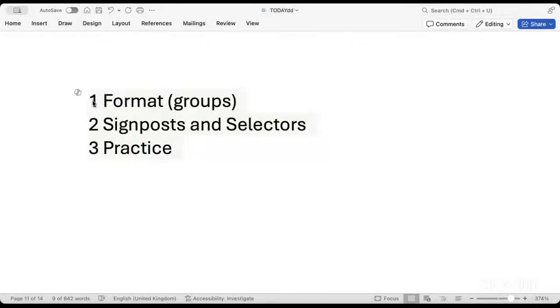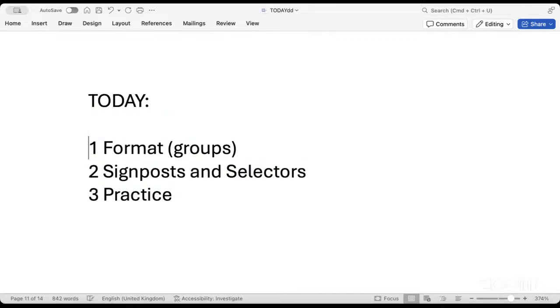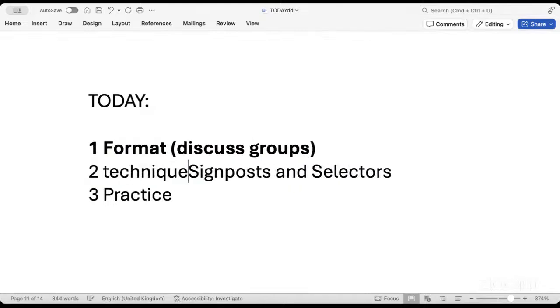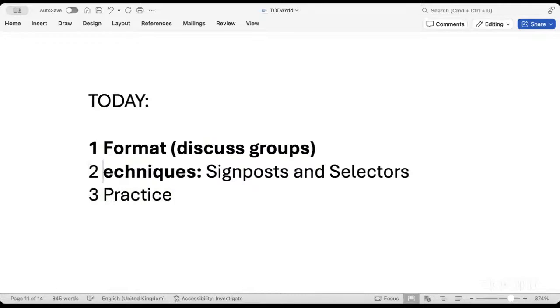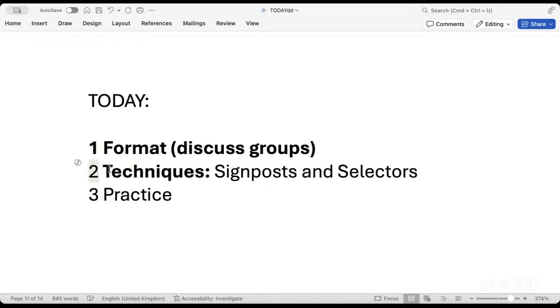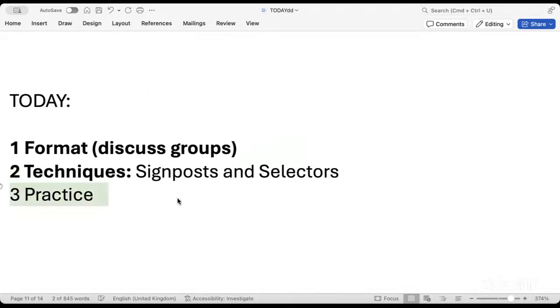Okay, so today we will do 3 things as usual. Format, we can discuss in groups. Then we'll talk about some techniques, signposts and selectors. We will review this. Then we will practice, and I'll show you examples of how the technique can help you. Okay. All right. So let's start with this.